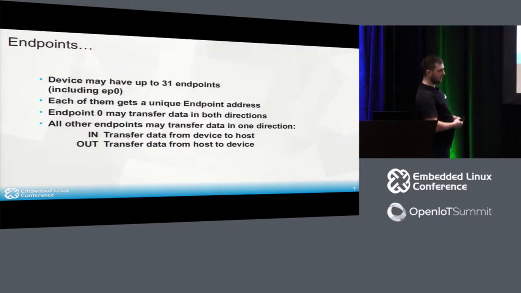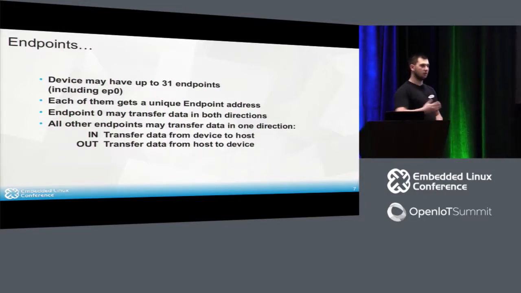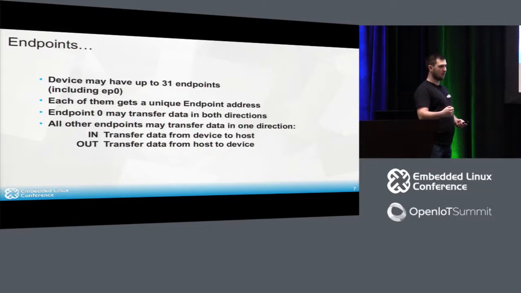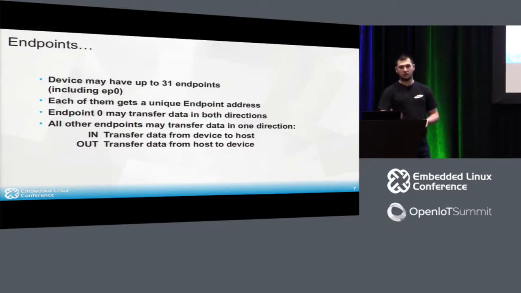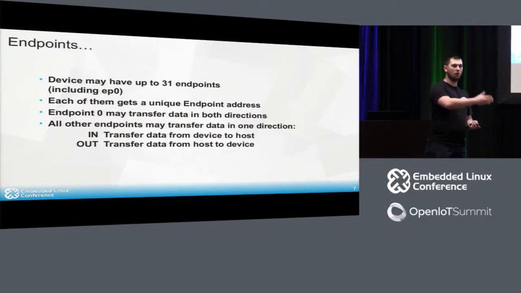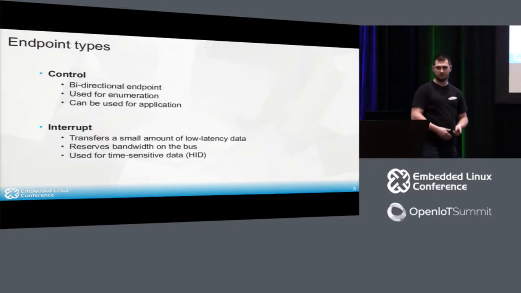And here is a tricky thing. USB is a host-centric protocol, so the direction of the endpoint is always given from the host's perspective. If we say that an endpoint is IN, it means that it is able to transmit data from the device to the host. If an endpoint is OUT, then it is capable of transmitting data from the host to the device.